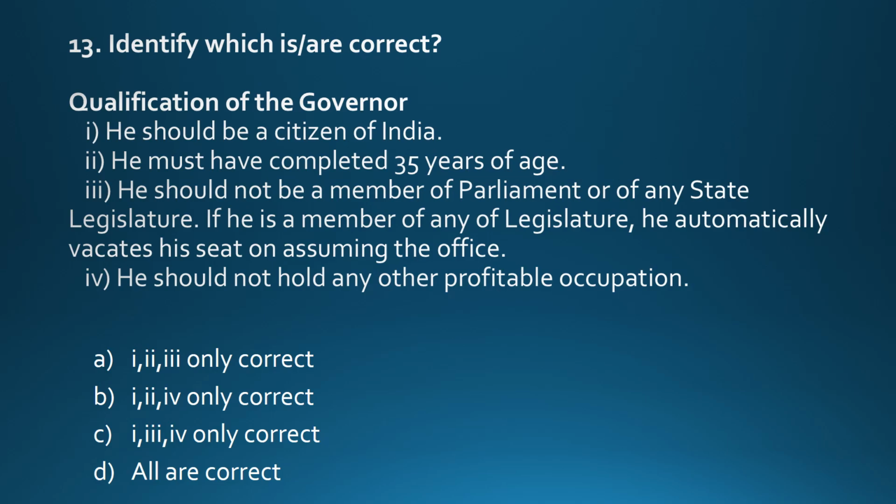Question number 13. Identify which are correct. Qualification of the governor. 1. He should be a citizen of India. 2. He must have completed 35 years of age. 3. He should not be a member of parliament or of any state legislature. If he is a member of any legislature, he automatically vacates his seat on assuming the office. 4. He should not hold any other profitable occupation.